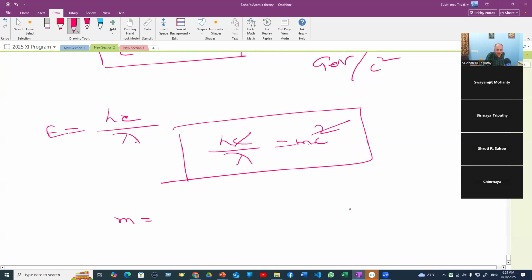Mass is equal to h by lambda c. Sir, h by lambda c.